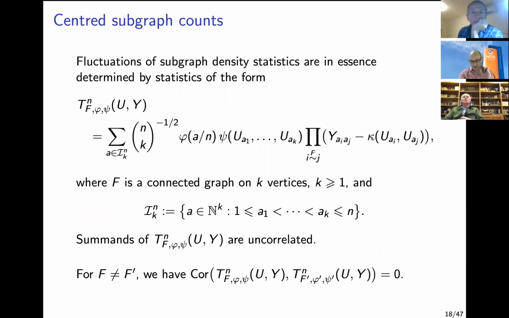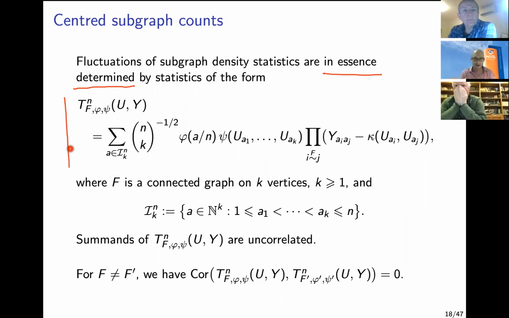I've spoken about the dominating fluctuations of these subgraph densities. It turns out that you can look at not just the dominating fluctuations, but at fluctuations of any order, because there are smaller order fluctuations with a smaller variance, and they're orthogonal to each other. And these fluctuations are all, in essence, and there's a specific meaning to in essence that I will talk about in a second, determined by statistics of this form.